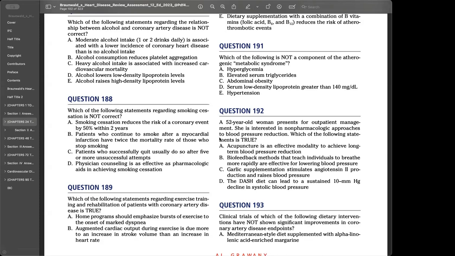Then the D option, the DASH diet can lead to a sustained 10 millimeters of mercury decline in systolic blood pressure. The DASH diet is a dietary approach to stop hypertension. It emphasizes consumption of fruits, vegetables, low-fat dairy products, with low intake of saturated fats. It's been found to reduce systolic blood pressure by about 10 millimeters of mercury and diastolic blood pressure by 5 millimeters of mercury among people who are hypertensive. So looking at this question, option D is actually a true statement.